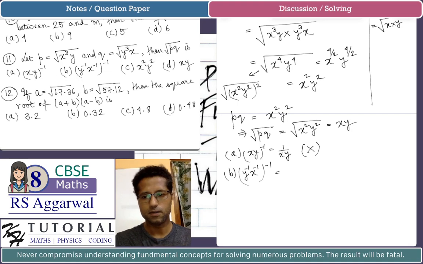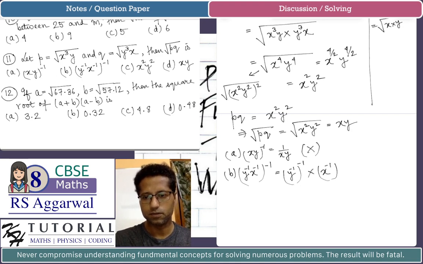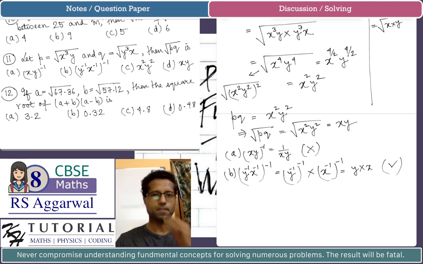So this is nothing but y raised to the power minus 1 whole raised to the power minus 1, multiplied by x raised to the power minus 1 whole raised to the power minus 1. This is equal to y into x. This is a correct choice.